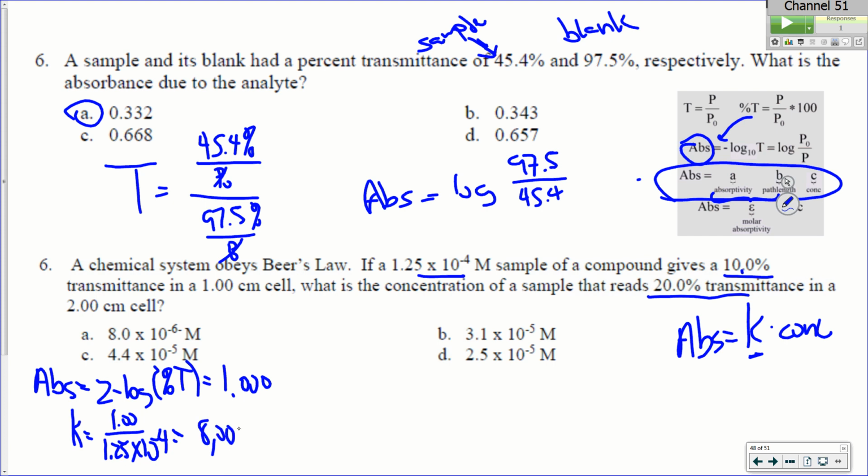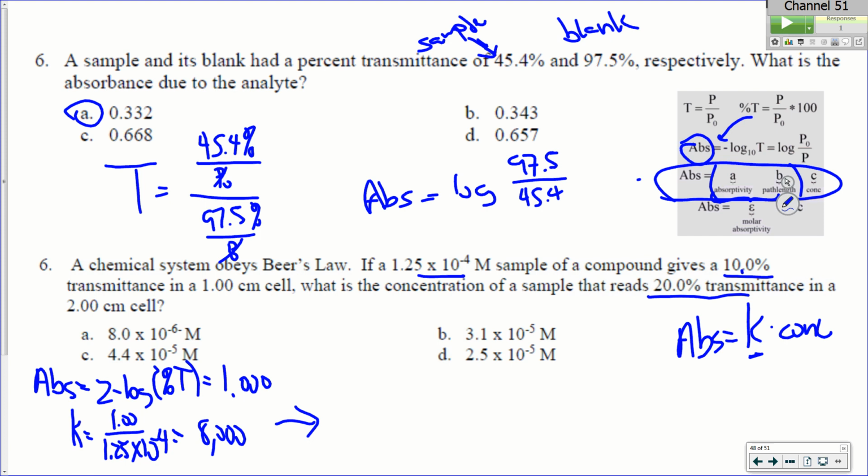What exactly is K? K is just the product. These two things represent a constant. So it's the product of absorptivity times path length. Okay? So from that, I can apply that to the unknown.